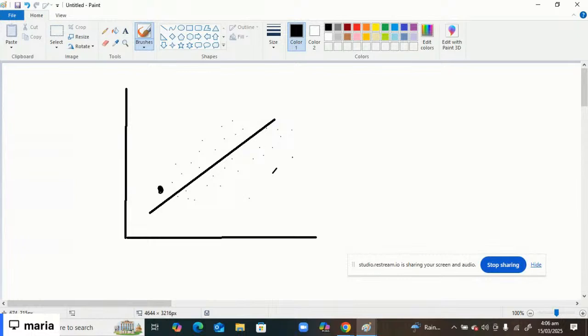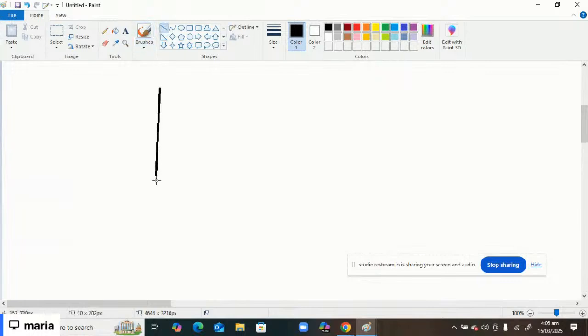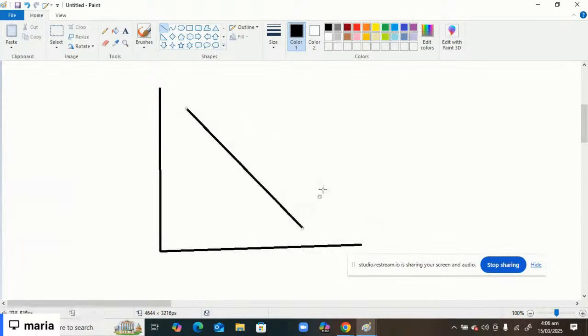When we talk about negative correlations, what is the meaning of negative correlation? For example, this is your graph and here is the line, and here are the small dots going downward. Okay, this is your negative correlation.